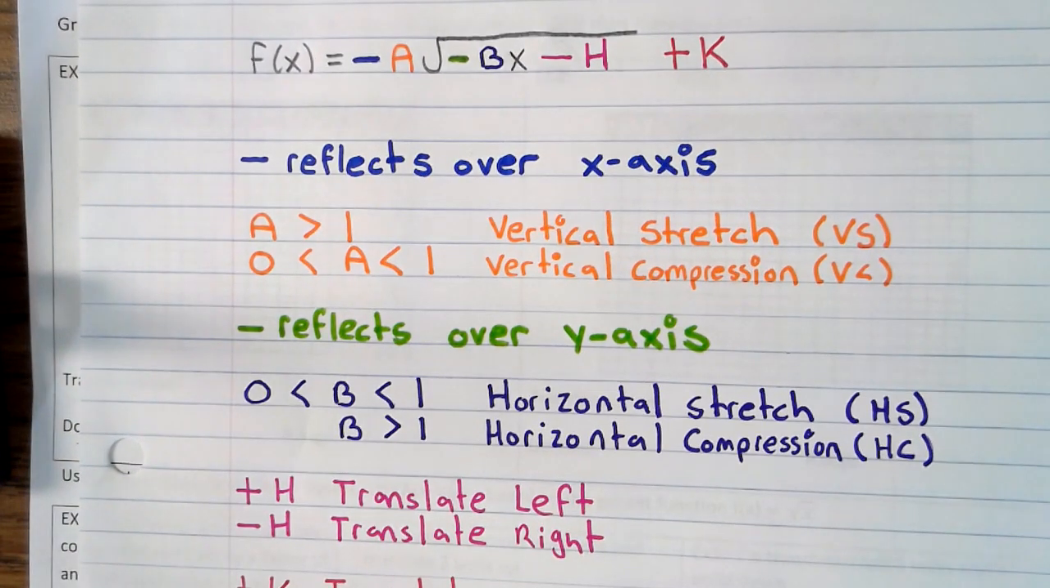When the negative is in front of the b inside of the square root, it reflects over the y-axis. When b is greater than 0 but less than 1, it's a horizontal stretch. When b is greater than 1, it's a horizontal compression.